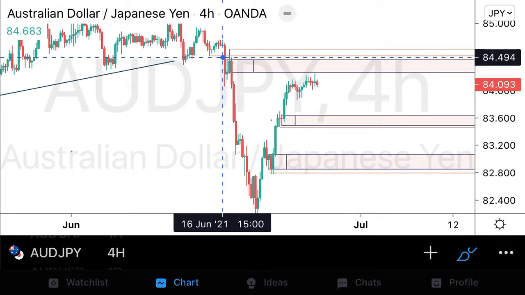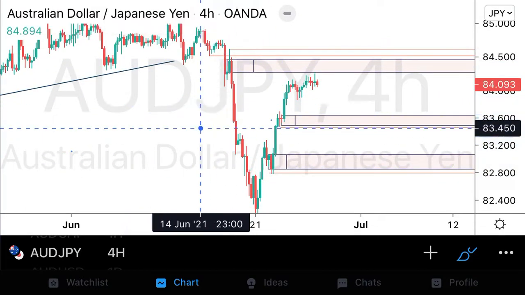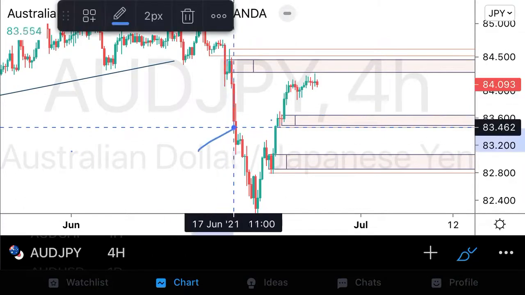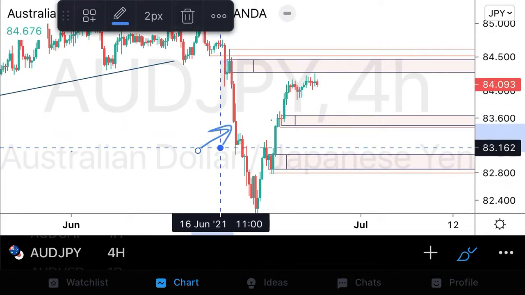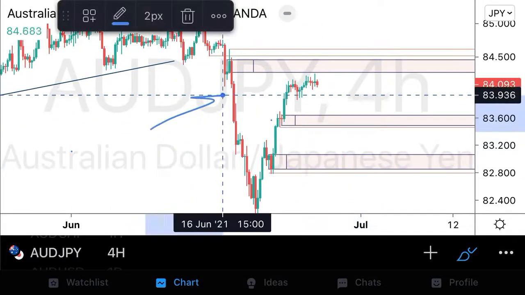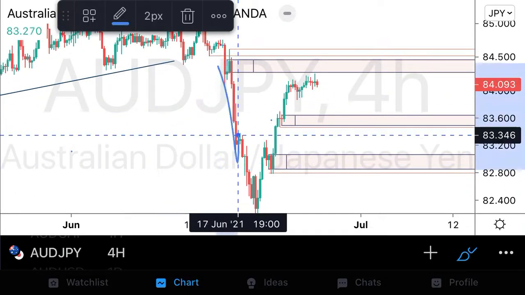What I did want to mention about imbalance, guys, is that the market on its way to the downside created a ton of imbalance within this area over here. We also have more imbalance within there. Nonetheless, the point is that the market has covered or closed all of the imbalances that it has created on this move to the downside.